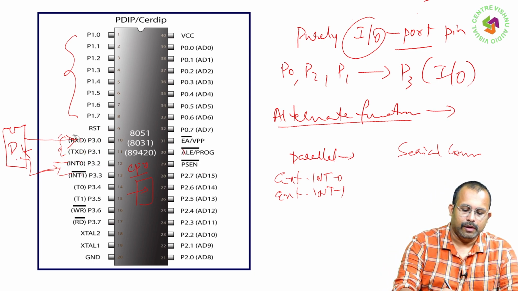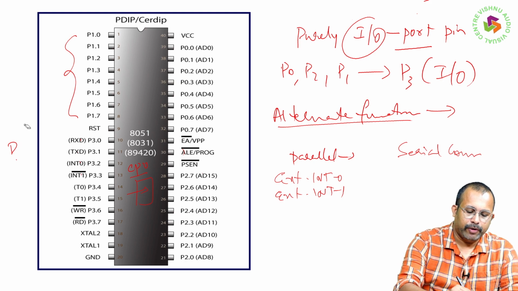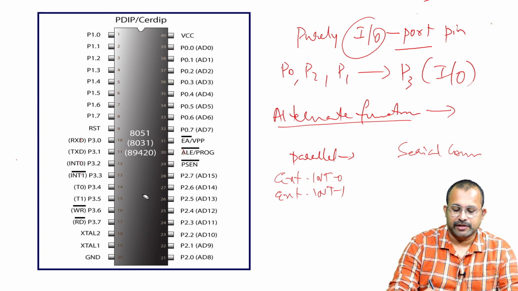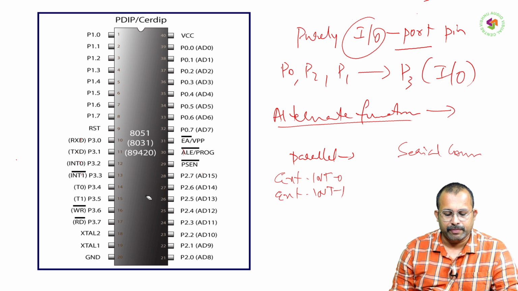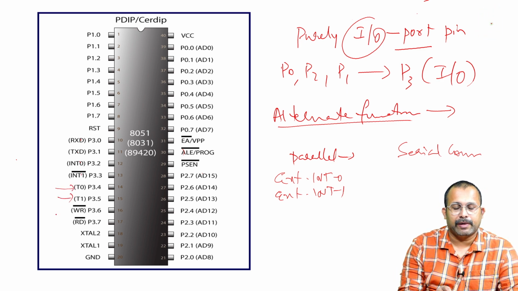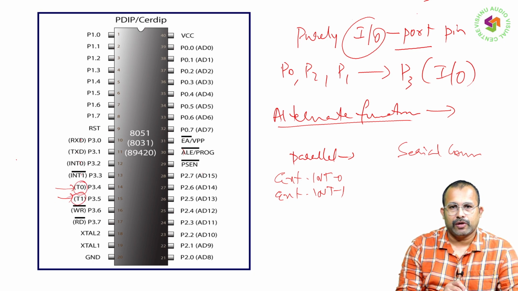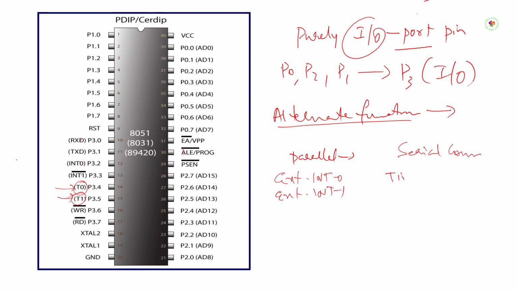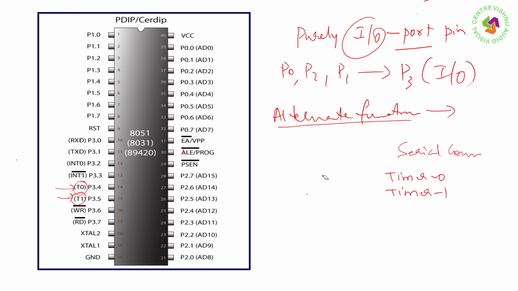So port 3.2 and 3.3 are for external devices, and port 3.4 and 3.5 are particularly used as timer pins: timer 0, a 16-bit timer, and timer 1, a 16-bit timer. The timer's main functionality is to count the clock pulses generated by the clock circuit.